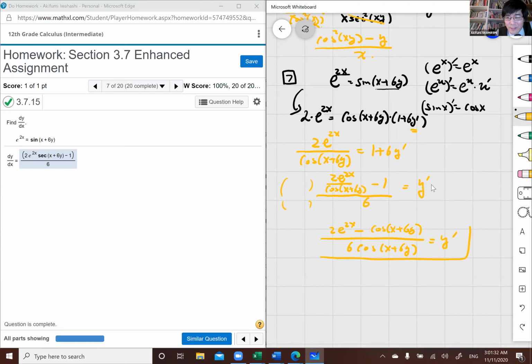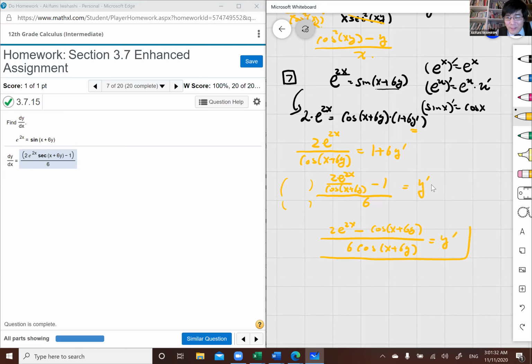Okay, number 8. So you got 4x squared plus 3y squared is equal to 4. Now let's differentiate both sides of the expression with respect to x. As usual, you're going to get 8x plus 6y times y dash by the chain rule, and the derivative of 4 is equal to 0. So y dash is equal to negative 8x over 6y, which is negative 4x over 3y. So that's the first part.